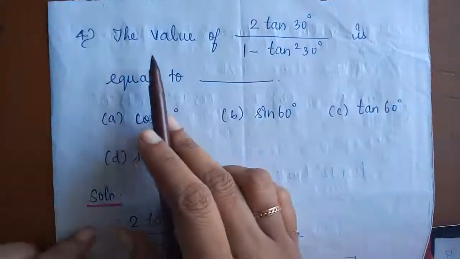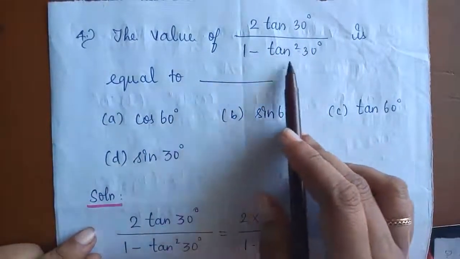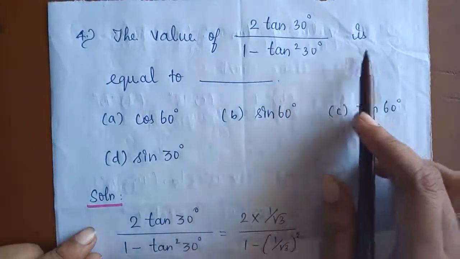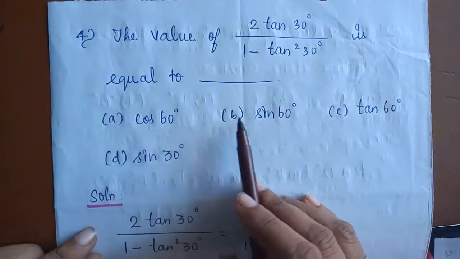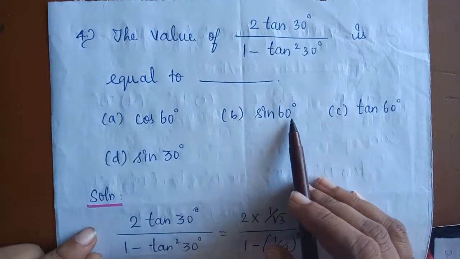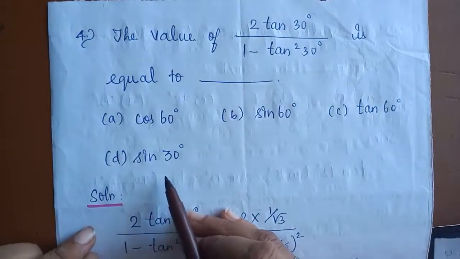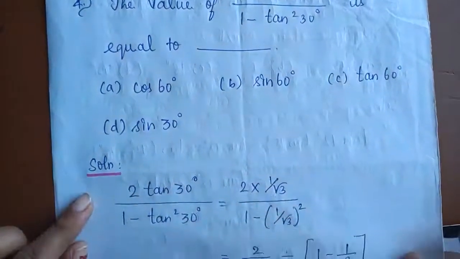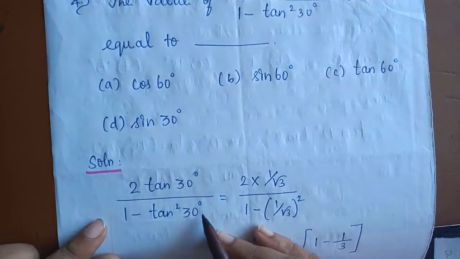Question number 4. The value of 2 tan 30 degree divided by 1 minus tan square 30 degree is equal to dash. Option A cos 60 degree, option B sin 60 degree, option C tan 60 degree and option D is sin 30 degree. So solution, 2 tan 30 degree divided by 1 minus tan square 30 degree.